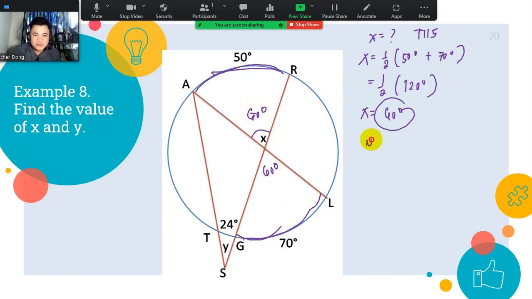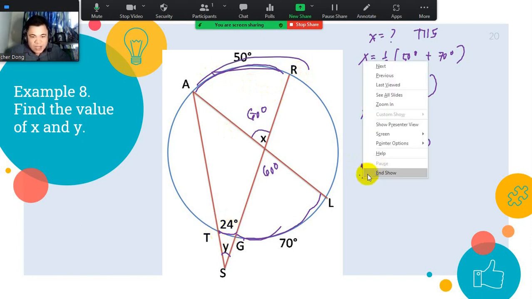Now to solve for the measurement of y, okay, so this is y. As you can see, it's at the exterior part of the circle. We are going to use now Theorem 113, the intersecting secants exterior theorem, because the angle is at the exterior of the circle. Now, to solve for it, we need this arc and we also need this arc. So 50 degrees for the far arc and the near arc is 24 degrees.